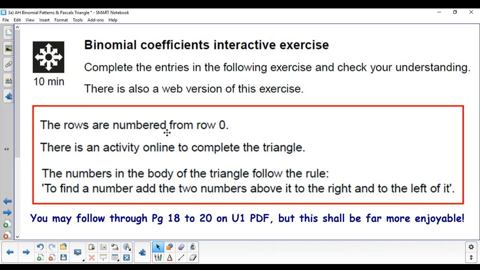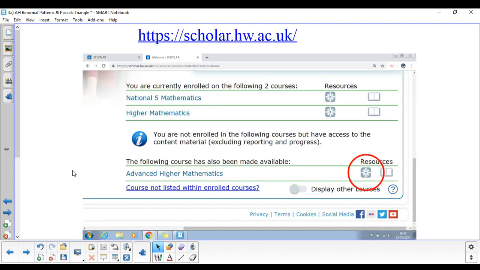Okay, the rows are numbered from row 0, and there's an activity online I'm going to show you, and the numbers in the body of the triangle follow the rule: to find a number, add the 2 numbers above it to the right and left of it. Okay, so I'll bring this back up in a sec, but just to show you, if you could access Scholar, remember that you should have Higher on it, but I've been led to believe that you should have Advanced Higher on it now. I'm not sure on that.